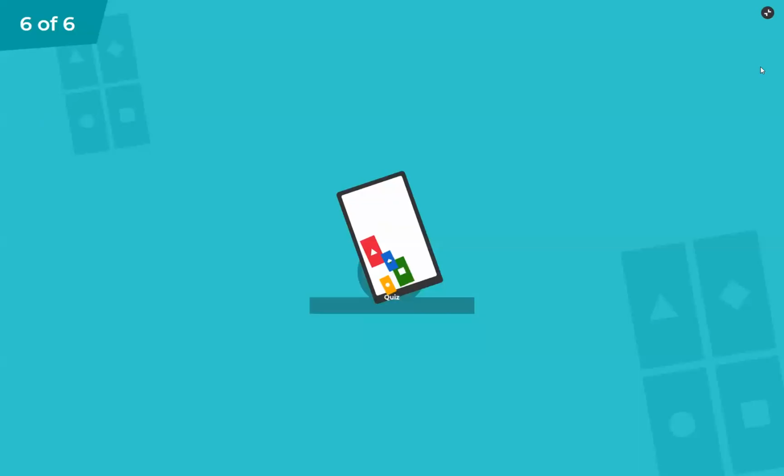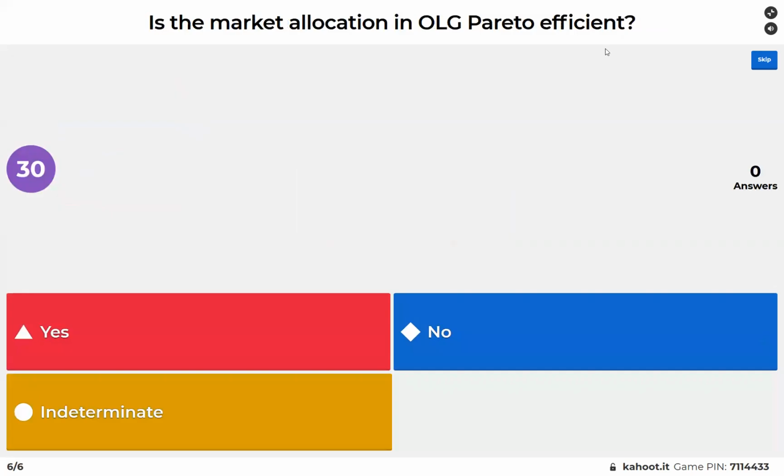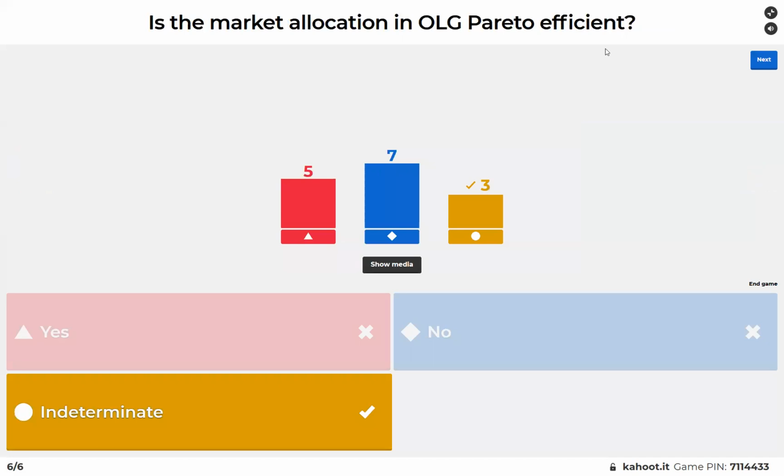All right, last question. Is the market allocation in OLG Pareto efficient? Oh, that's good. Indeterminate. That was actually the answer I picked, of course.